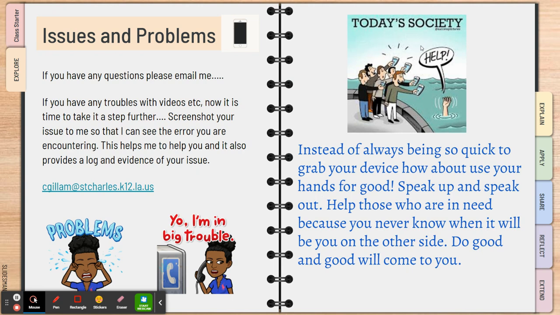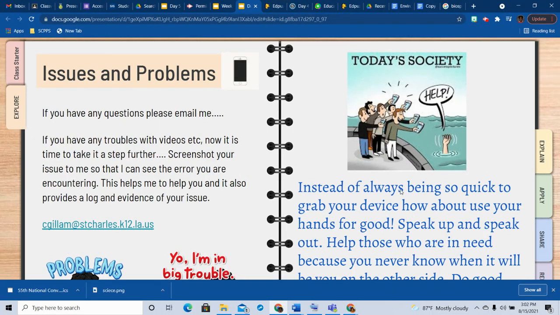And our closing quote is about today's society. And this is really true if you look at this picture here. So instead of always being so quick to grab your device, how about use your hands for good? Speak up and speak out. Help those who are in need because you never know when it will be you on the other side. Do good and good will come to you. So that's my piece of advice for today.